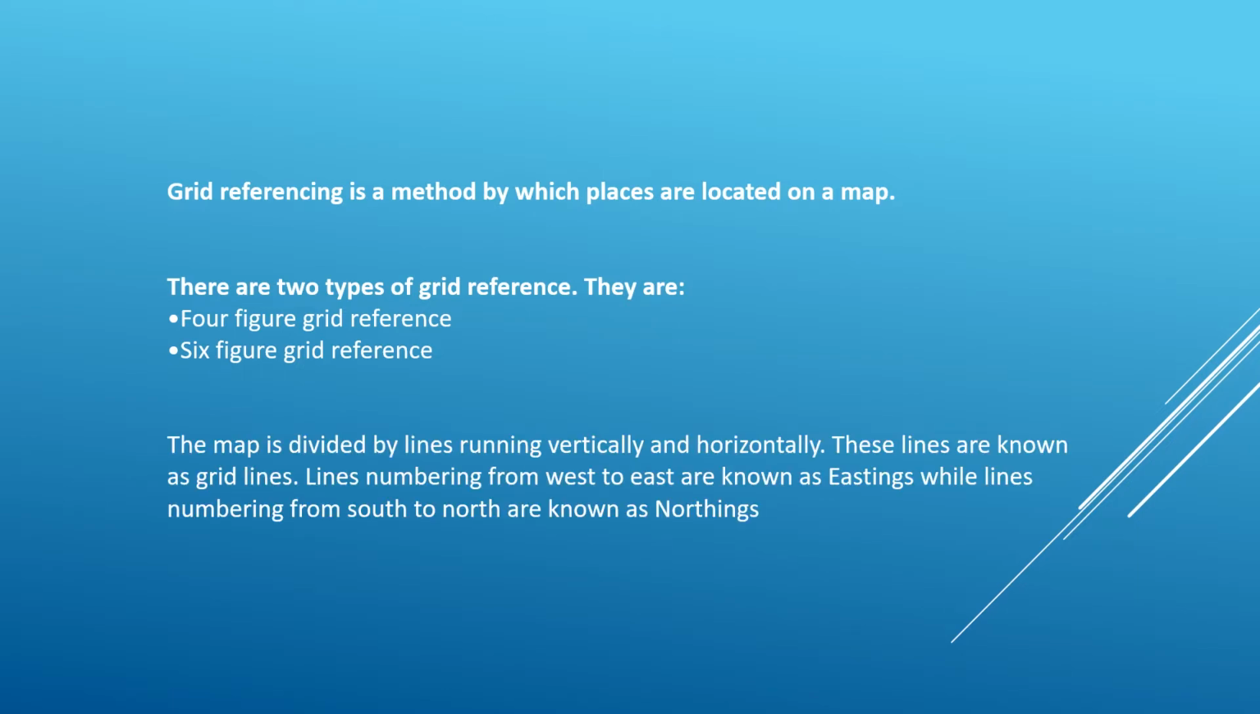Now, the map is divided into lines running vertically and horizontally. These lines are known as grid lines because when they come together, they form a mesh, and that mesh that they form is what we consider a grid. The lines numbering from west to east are what we call eastings, while the lines that are numbered from south to north are what we call northings.